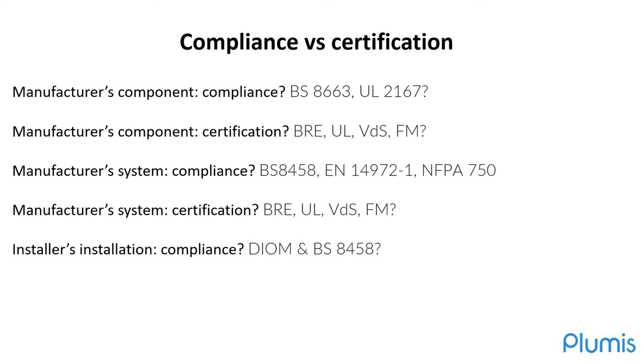Finally, the same thing can be done on installer level, where an installer declares compliance, but in that case, the installer is declaring compliance not only to a standard like 8458, but also to the manufacturer's DIOM. This is the Design, Installation, Operation, and Maintenance Manual, which the manufacturer produces to explain how that specific watermist system should be designed, installed, and maintained.